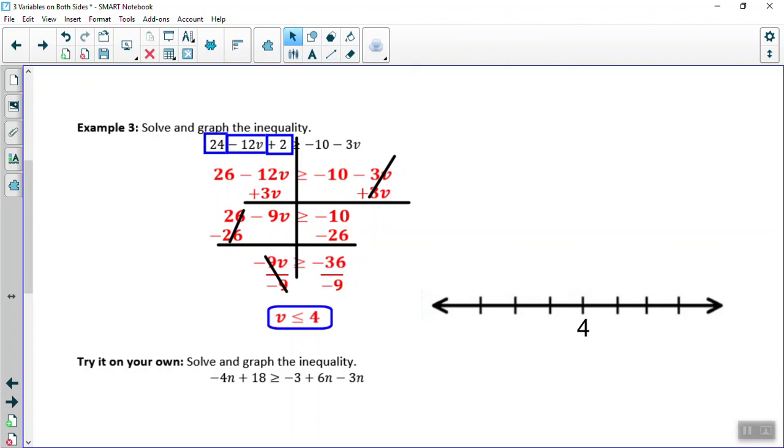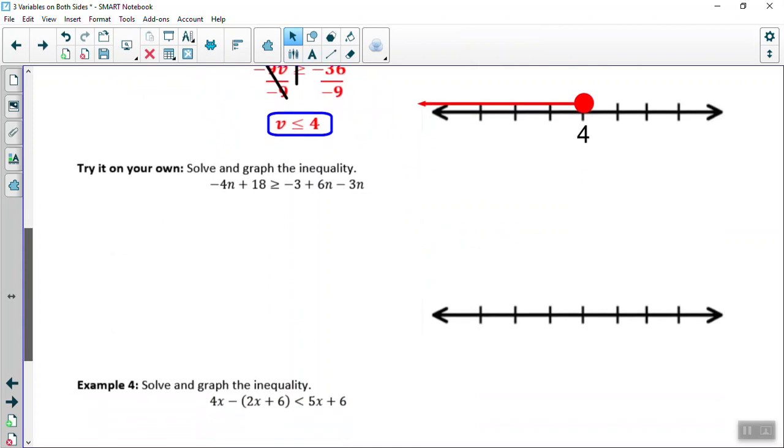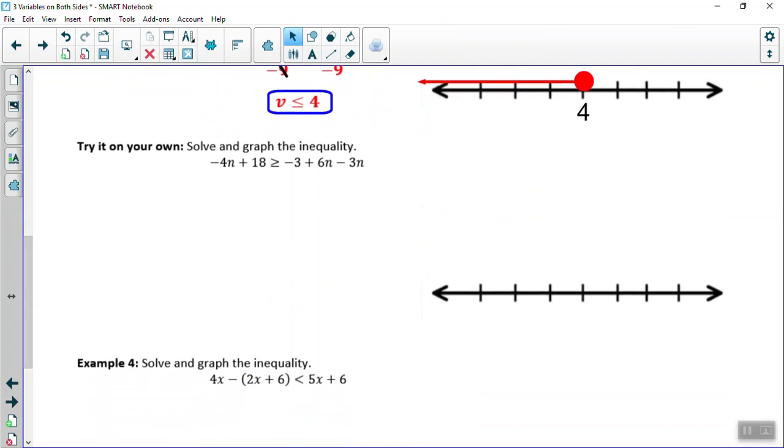So now I can graph that. It's less than or equal to, so that or equal to tells me to put an open circle, and then the less than tells me I need to go to the left. I want you to try this next one on your own. Go ahead and pause the video now.